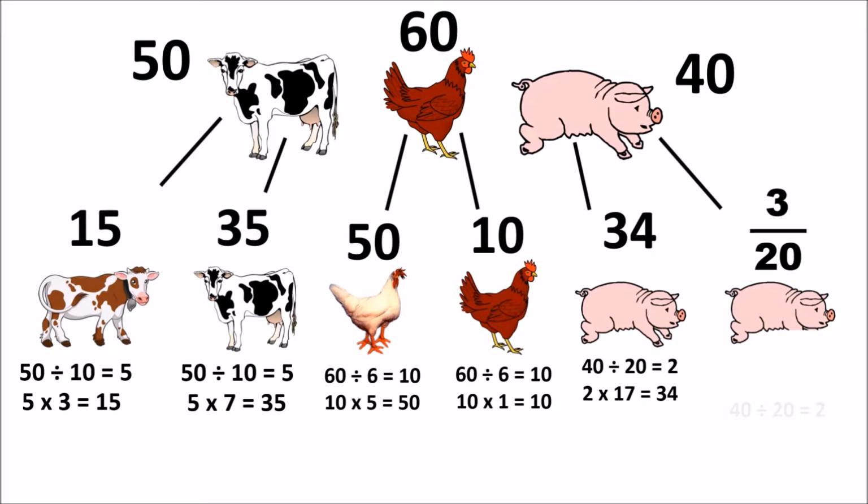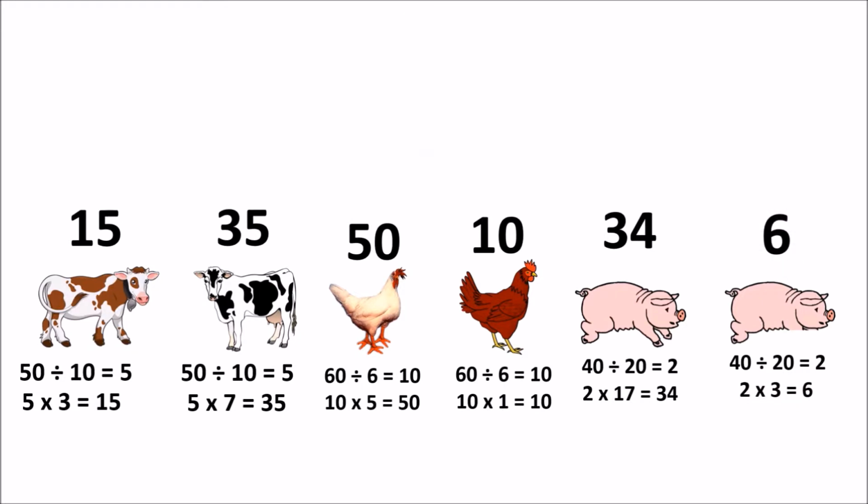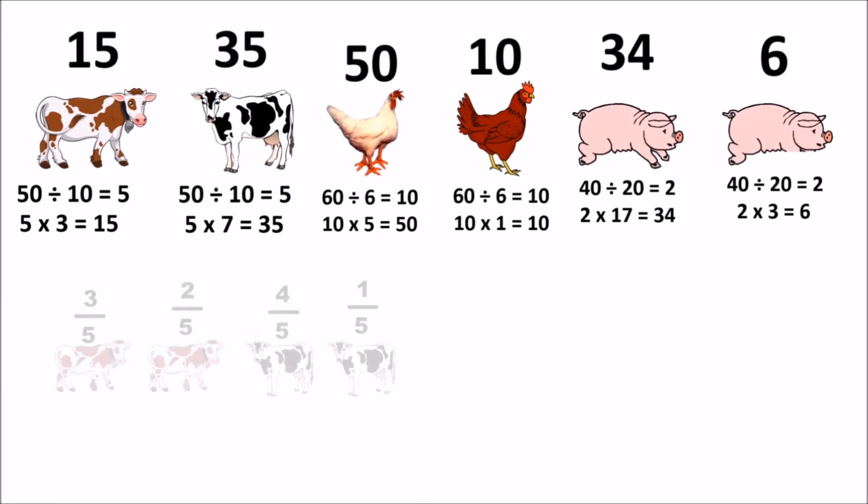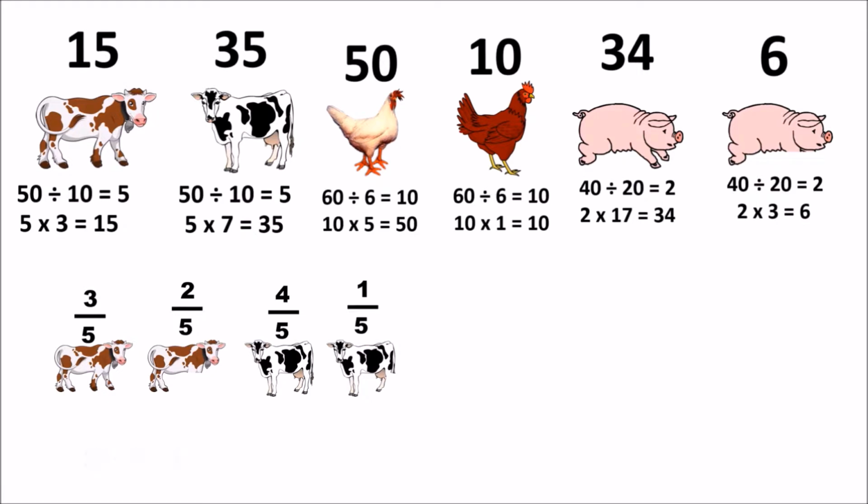Now you have 3 out of 20ths that have only 1 leg. 40 divided by 20 equals 2. 2 times 3 equals 6. Therefore, you have 6 pigs with only 1 leg. Out of the 15 brown cows, 3/5 have 4 legs, and 2/5 have 2 legs.